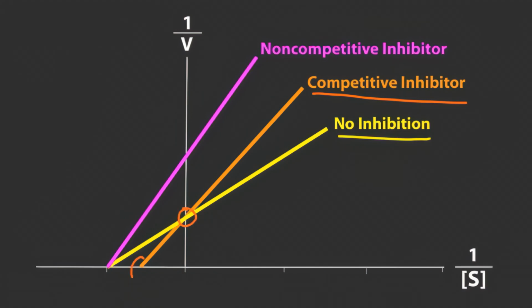But it does change your x-intercept, which means Km is changing. A competitive inhibitor increases Km because Km is the substrate concentration at half Vmax. It takes more substrate to get to half Vmax with a competitive inhibitor on board. What about a non-competitive inhibitor? A non-competitive inhibitor decreases enzyme activity and reduces Vmax, but it does not change Km. So with a non-competitive inhibitor, the x-intercept doesn't change, but the y-intercept is going up, and that means a lower Vmax. So a non-competitive inhibitor decreases Vmax.